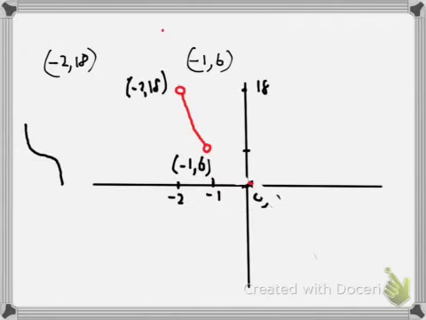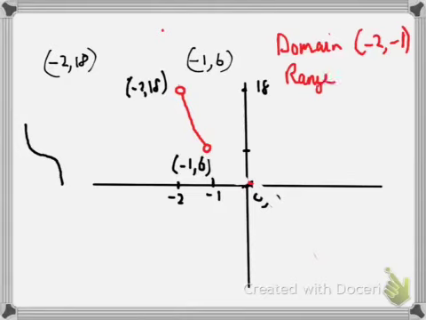So domain and range. We've talked before about the domain being the x values that the graph covers. So the domain here is -2, -1. If that looks familiar, that's how it was defined in the question. The range is our y values. So we're looking here, our lowest y value is 6. Our highest y value is 18. So our range is 6, 18.